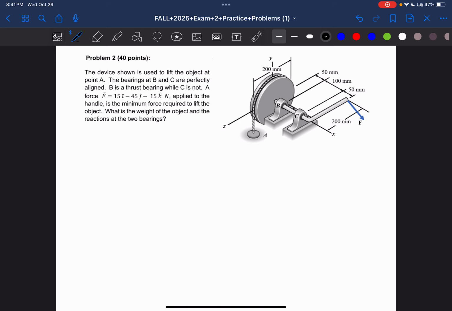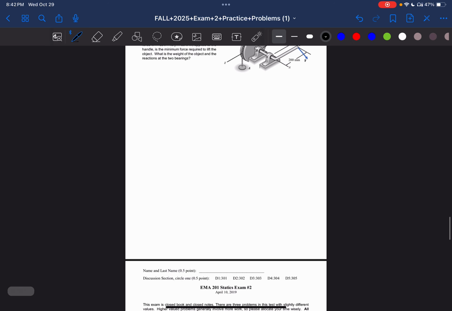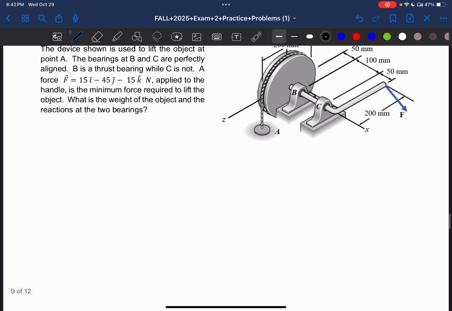This question I kind of like. So we want to know. Okay, so bearing blah blah blah. So let's draw a free body diagram first.